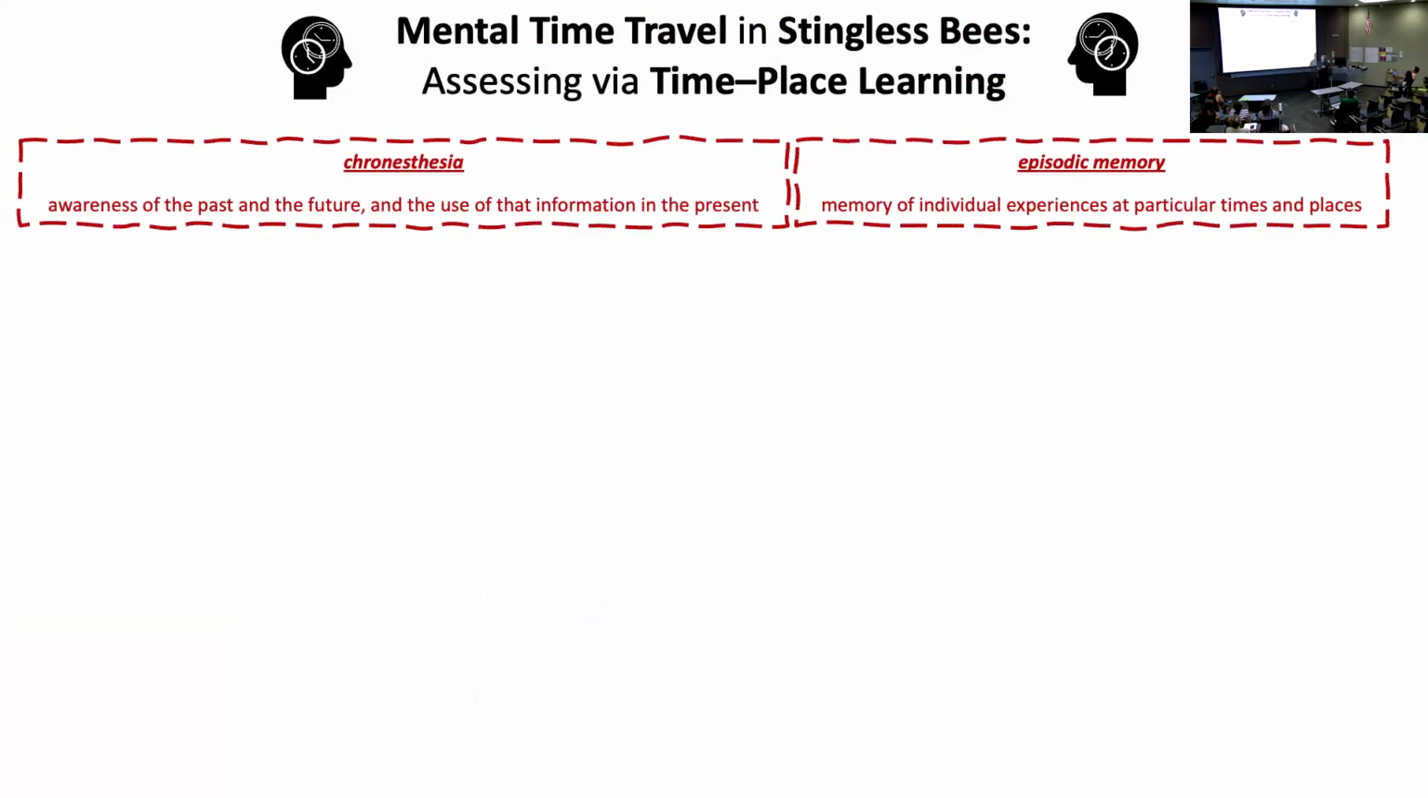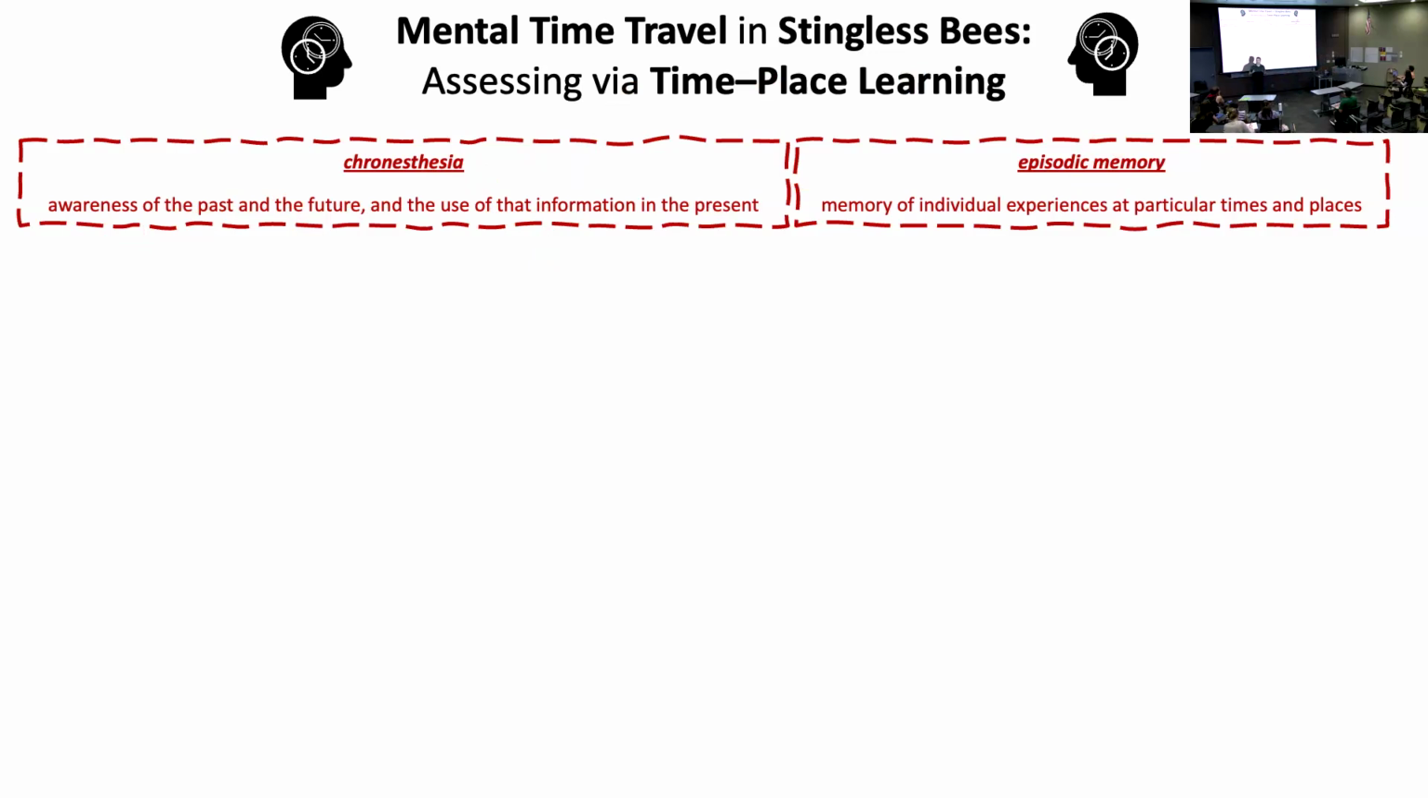This is a common way that you test for mental time travel. This is assuming a couple of things: that the animal has this chronesthesia, which is the awareness of past and the future and the use of that information in the present, and then also so-called episodic memory. There are different types of memory. There's semantic memory, which has to do with remembering language. There's procedural memory, and I'm not going to quiz you on these types of memory, but I do want you to know that one.